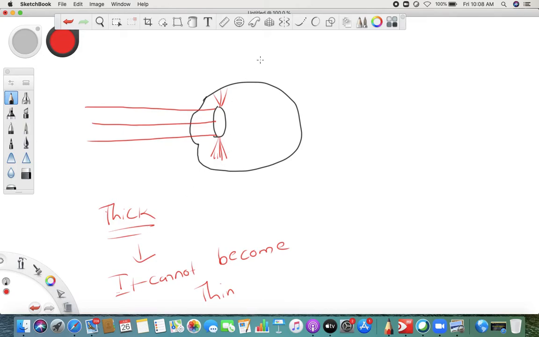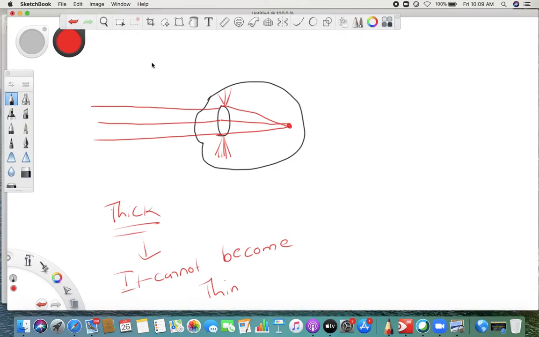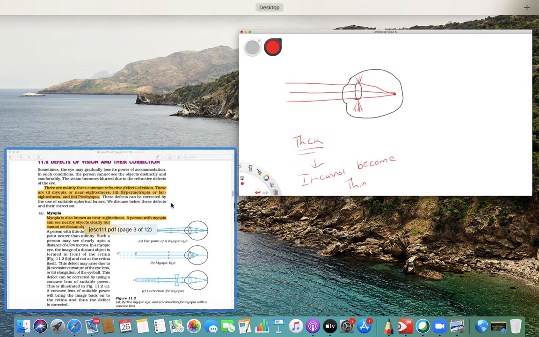Why does this happen? It happens because of the ciliary muscle, or it may be that your lens elasticity is decreased. So because of two reasons, understand very properly, your eye lens will become thick only. It cannot become thin. So the rays will meet, but they will meet in front of the retina, not on the retina.